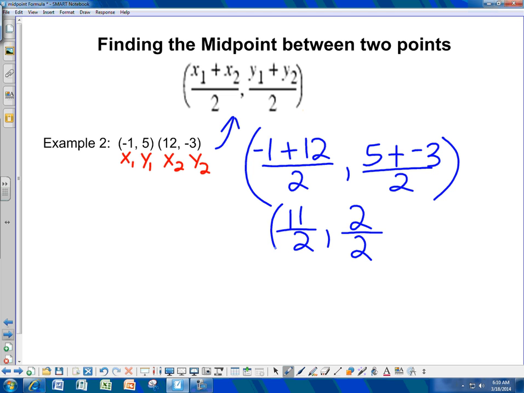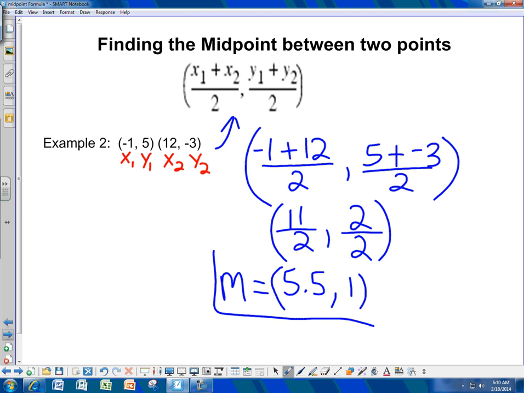And then when I divide both those, I end up with 5.5, so it's a decimal, which is perfectly fine, and 1. So m equals 5.5 comma 1. That's my midpoint. And that's it.